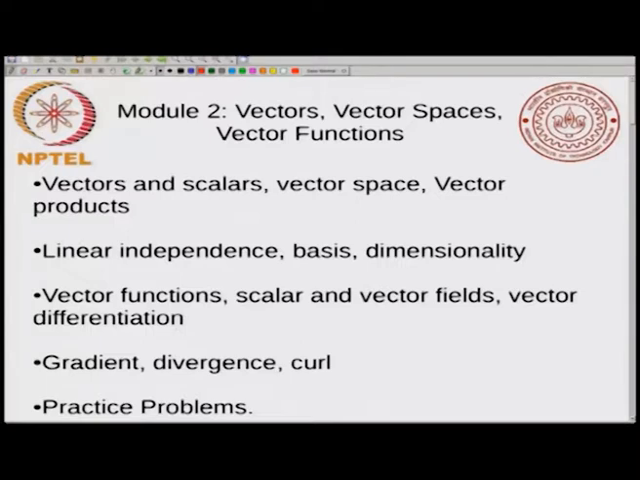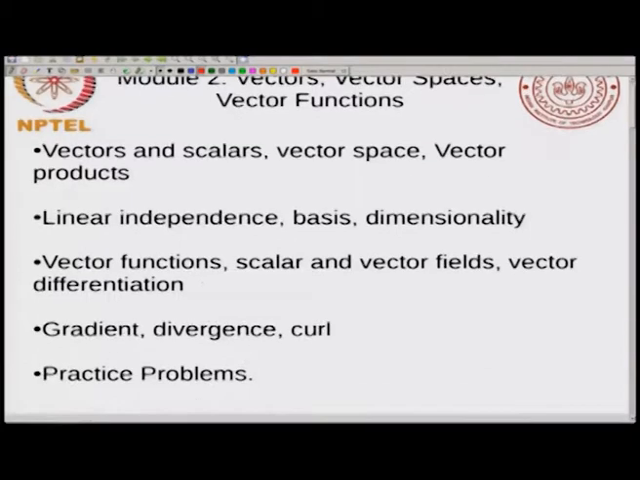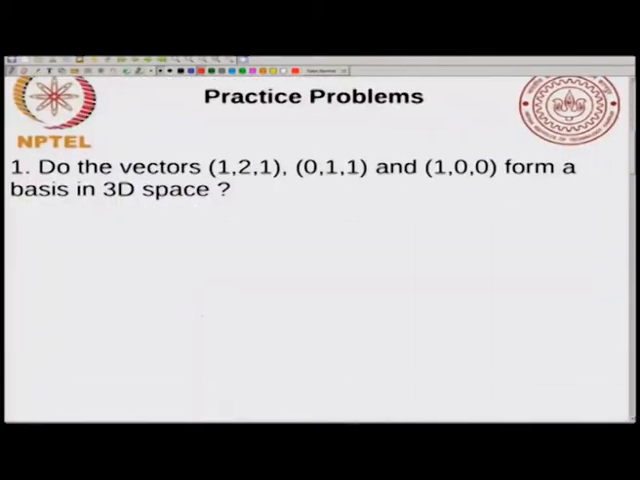So, today I will show you some elementary problems that deal with vectors, vector spaces and vector products and the concepts of linear independence. So, let us take the first problem. The first problem asks you, do the following vectors form a basis in 3D space?